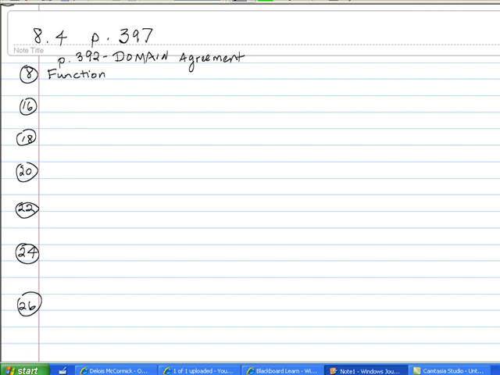And our domain, I'm just going to use a D to represent domain, consists of 4, 9, 11, 17, and 25. While our range would consist of negative 69, 14, 32, and 47.